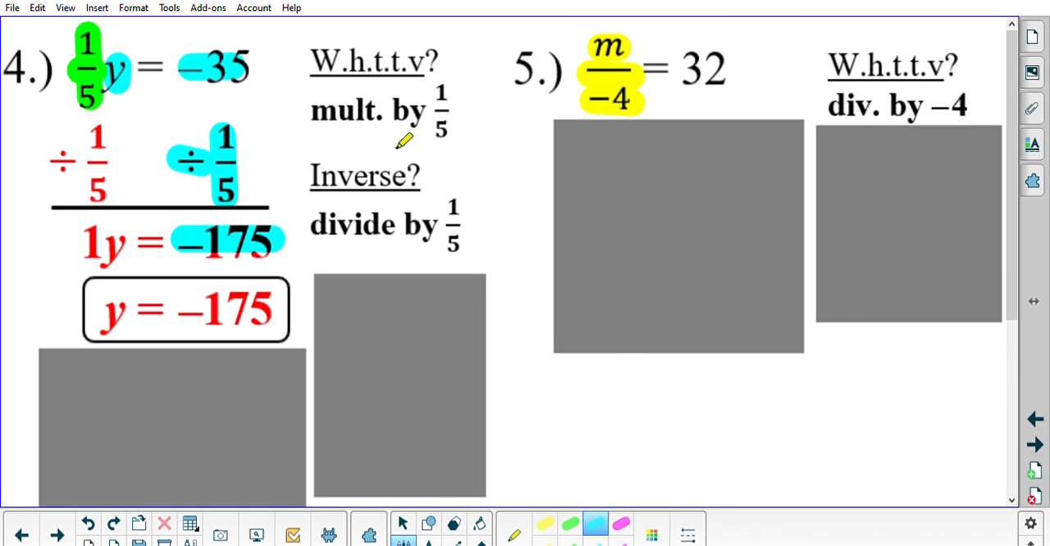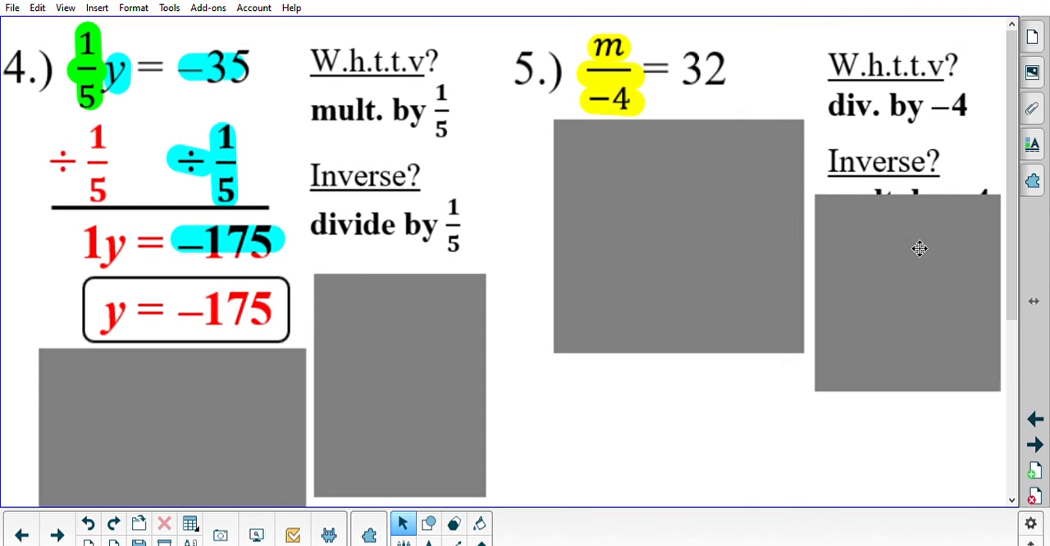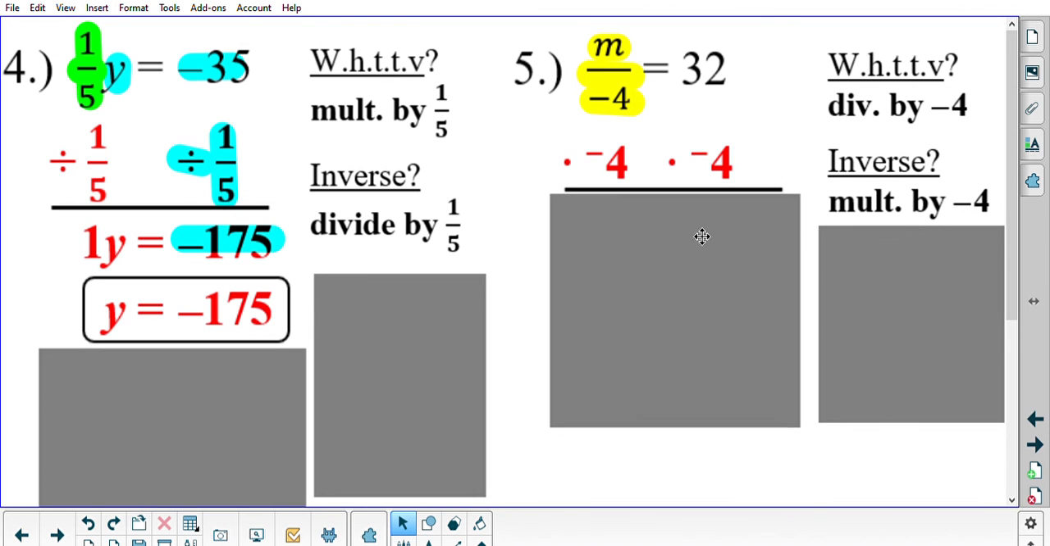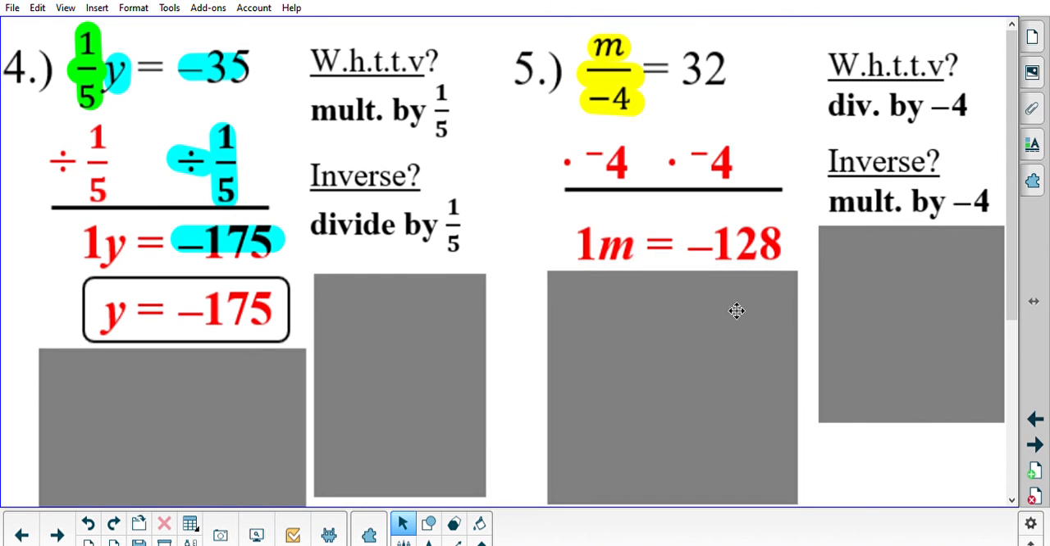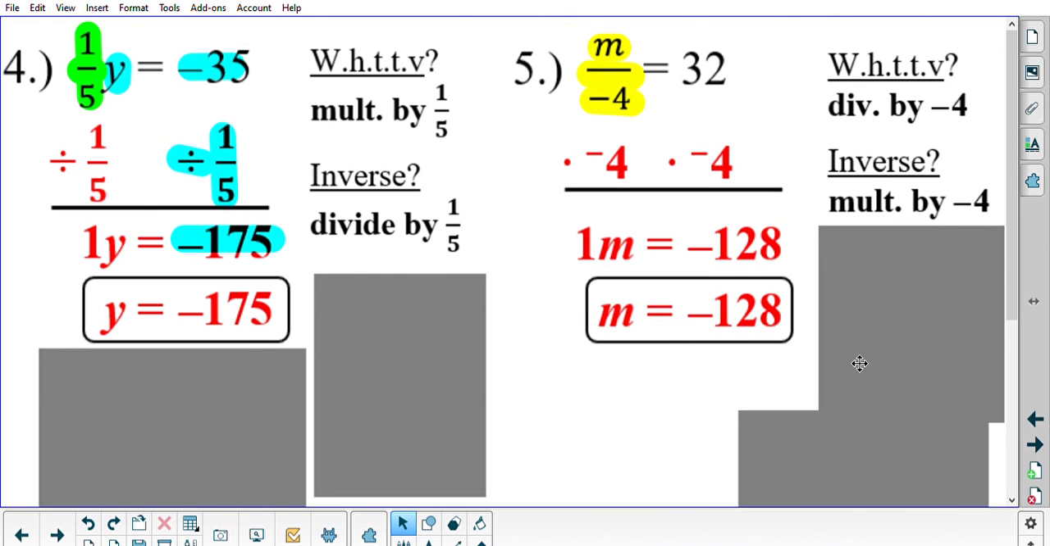Speaking of which, number 5, I already told you the variable was being divided by -4. The inverse is to multiply by -4, and therefore I hope that's what you did on both sides. That's going to give you -128. Now, if you do not remember how in the world the left side would give you 1m, then maybe I should very quickly review that with you, because I would bet that a lot of you thought that the -4 would get multiplied to the other -4, and so you would somehow get a 16, like an m over 16.